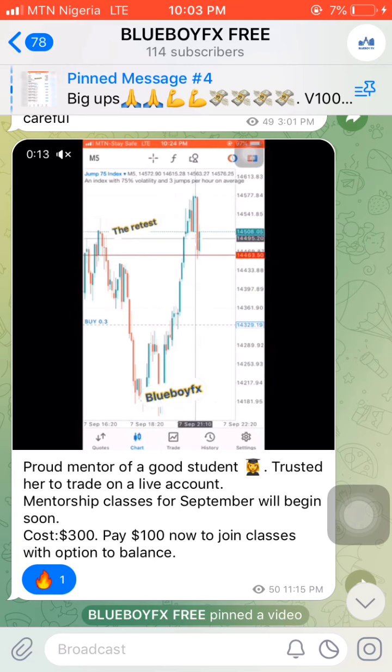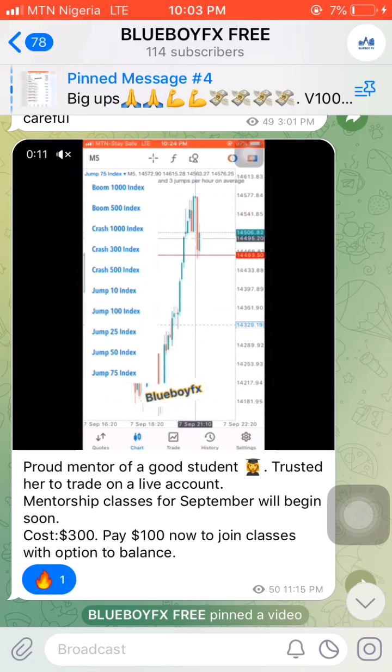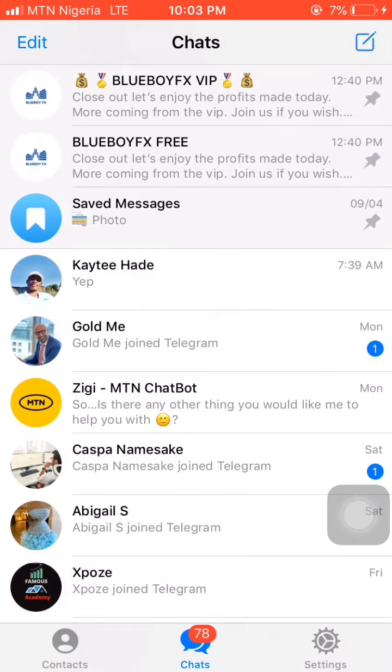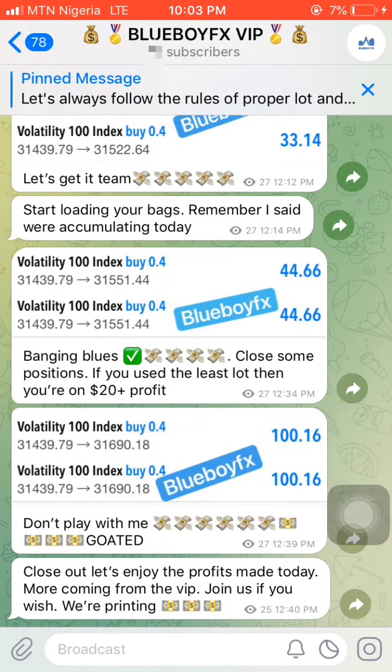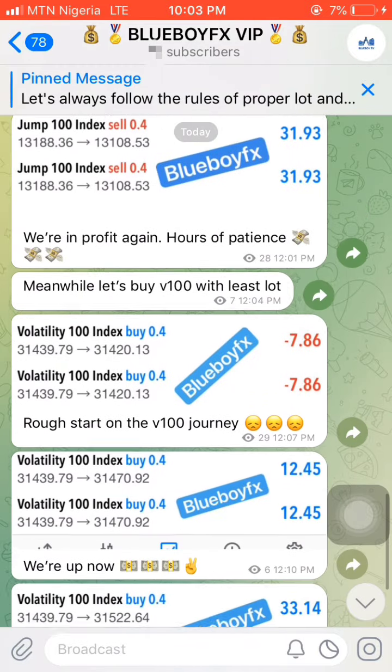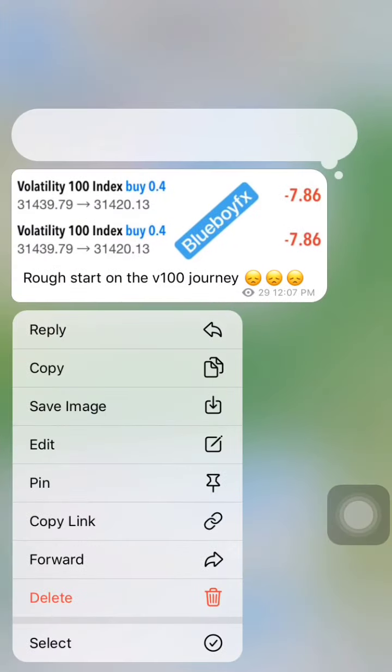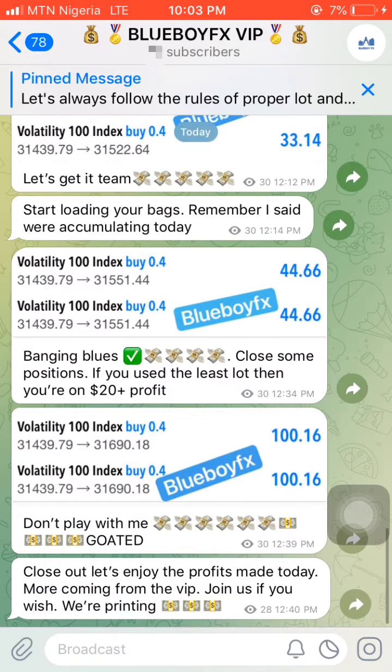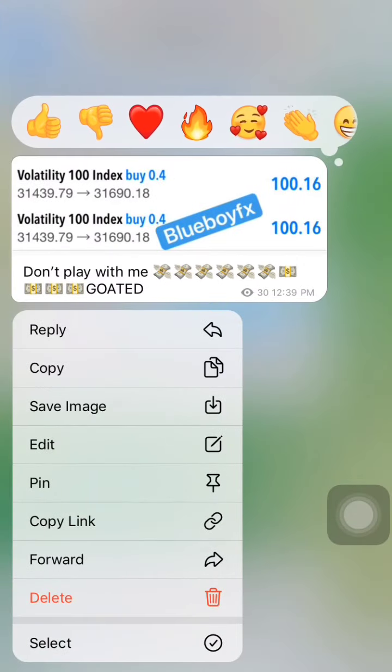So, having said that, for those of you that want to join our VIP too, our VIP is also running. As you can see, this is a trade from today, the VIX 100. I told this how it started, but it ended successful and blue.